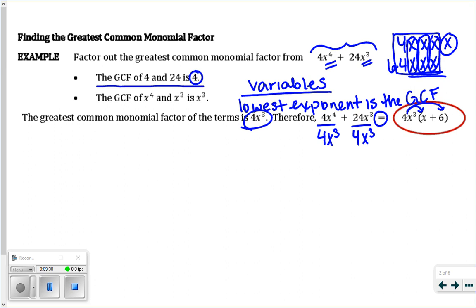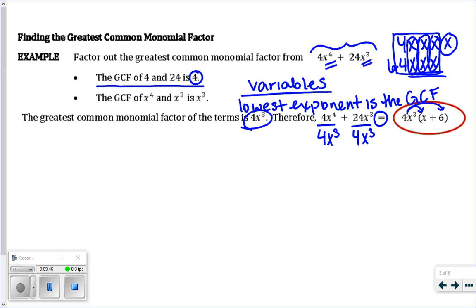The other is the factored version. We talked about standard form versus factored last time. They should be equivalent to each other. So at any point, I should be able to multiply that GCF back in, and it should still equal the original. If not, I did something wrong.